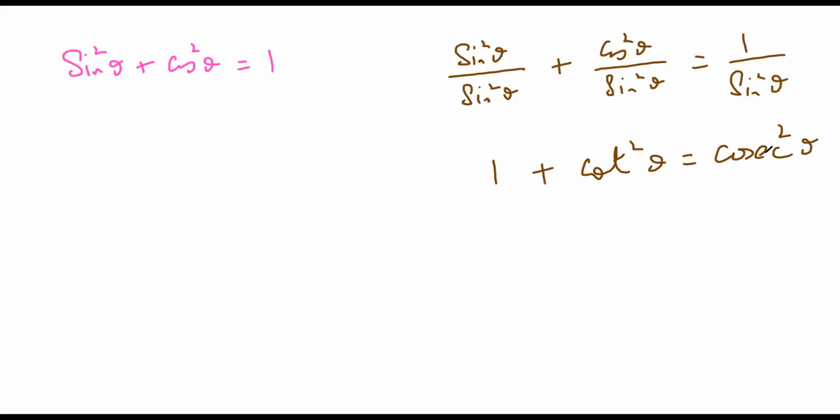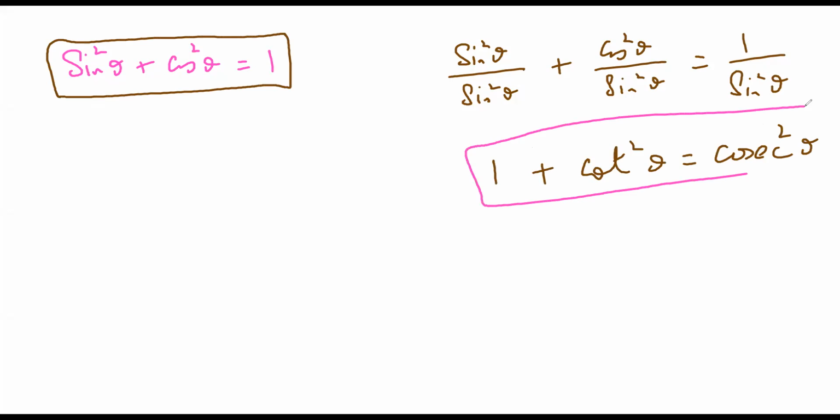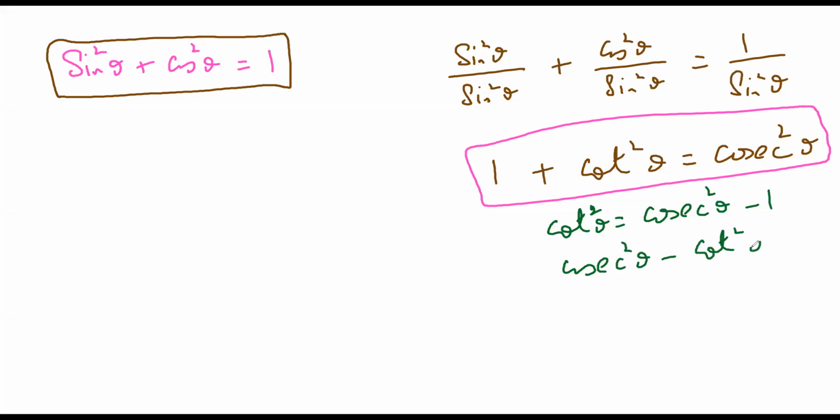to cosecant square theta. Okay? You had only one square wali identity in your P1. Now there is one more, which is this 1 plus cotangent square theta, that is going to be cosecant square theta. From here, you can also say that this cotangent square theta is cosecant square theta minus 1, or cosecant square theta minus cotangent square theta, that is equal to 1.